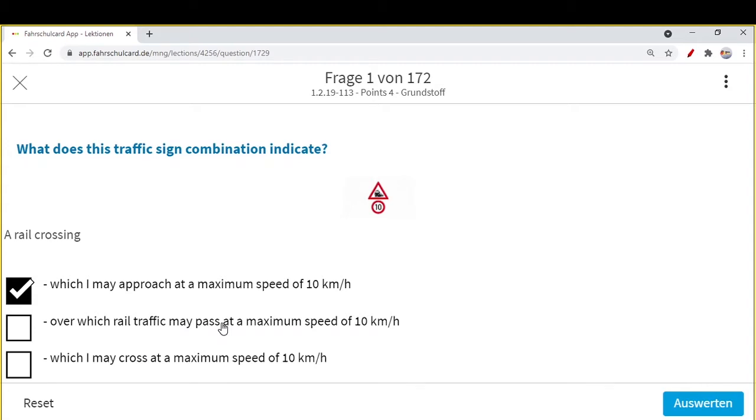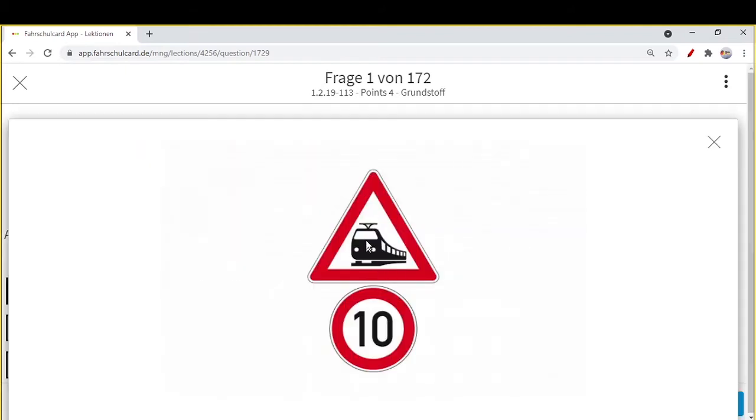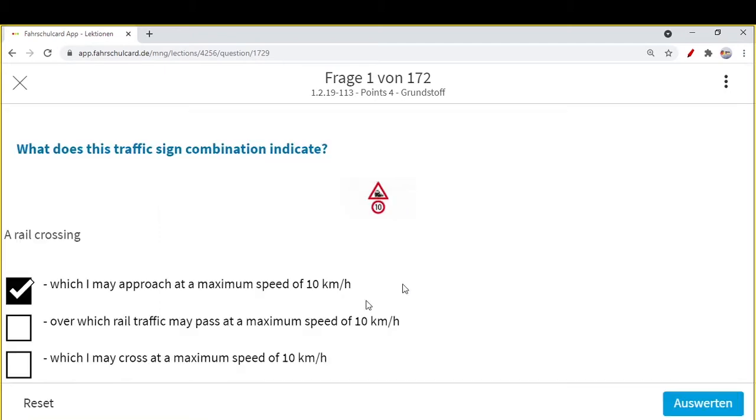This answer is not correct. Many of you may know that the speed of rail traffic can never be a maximum of 10 km/h. It could be, but in this particular sign it is not indicated that the train will move at 10 km/h. This traffic sign is for us, that you have a danger related to a train railway crossing and you should not exceed the speed of 10 km/h, but it is not related to the speed of the train itself. It is for us. So this option is not correct.